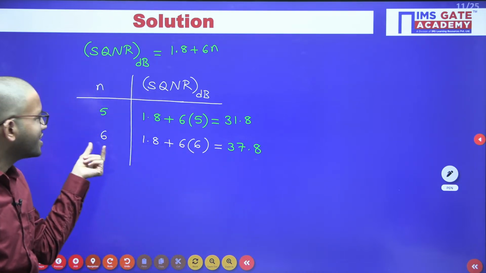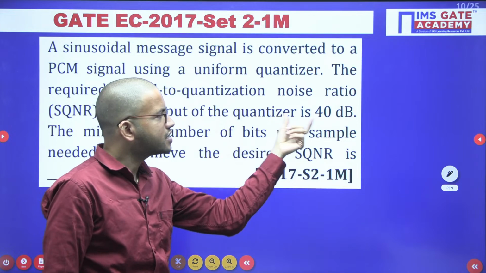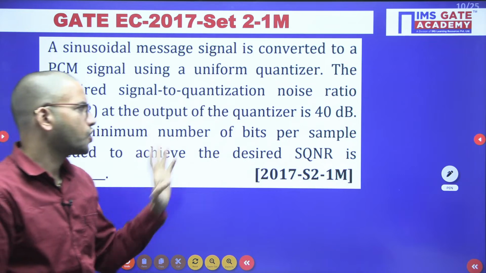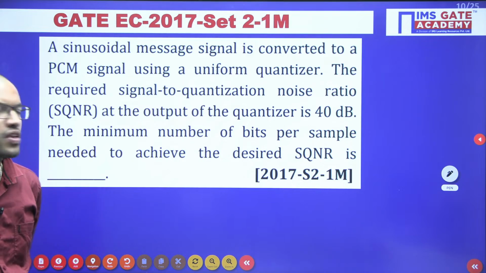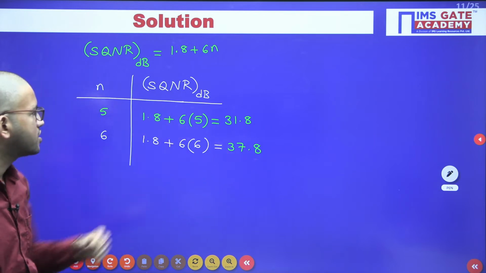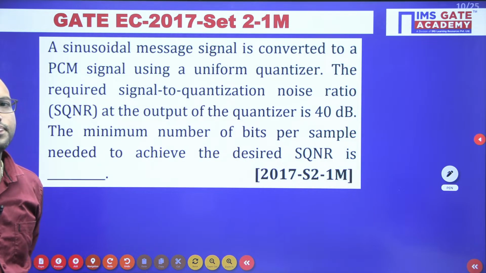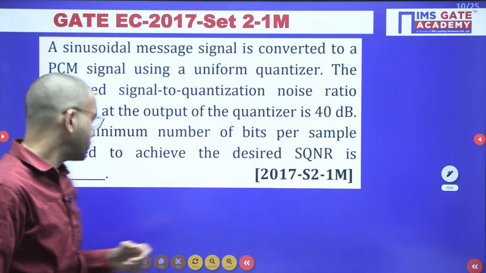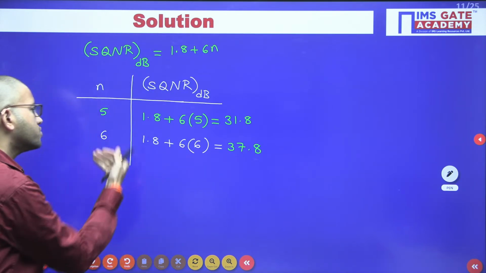Now tell me whether 6 bits are sufficient or not in order to get our desired SQNR of 40 dB. All of you quickly respond. With the help of 6 bits we are able to get 37.8 dB regarding SQNR, but our requirement is 40 dB. Obviously no, right? Because we are able to get only 37.8. So 6 bits are not sufficient. Then go for the next bit.